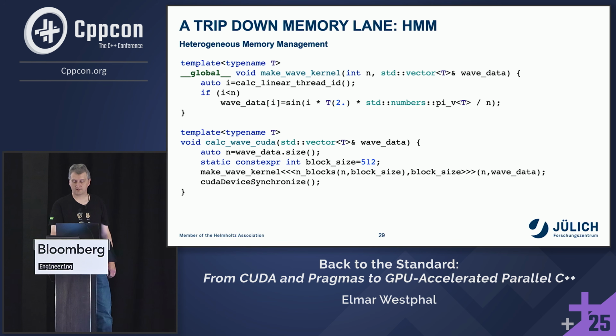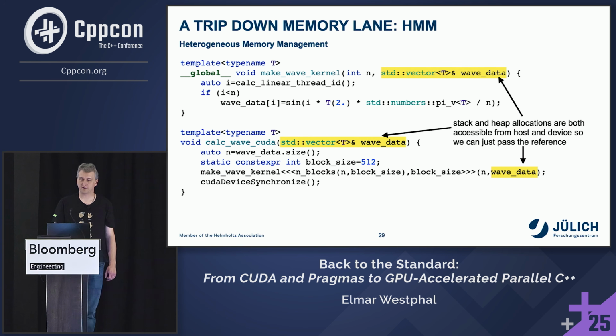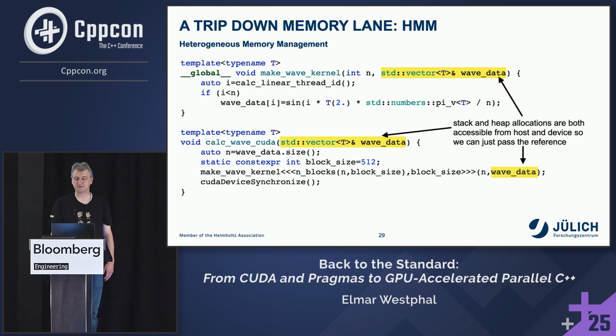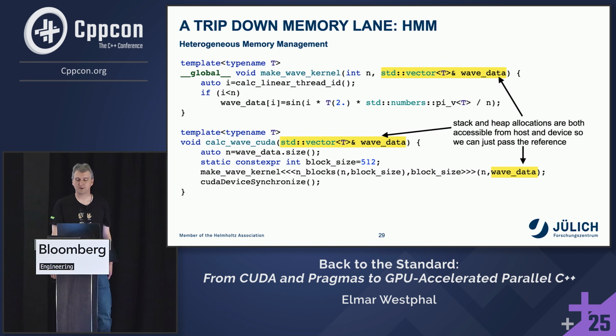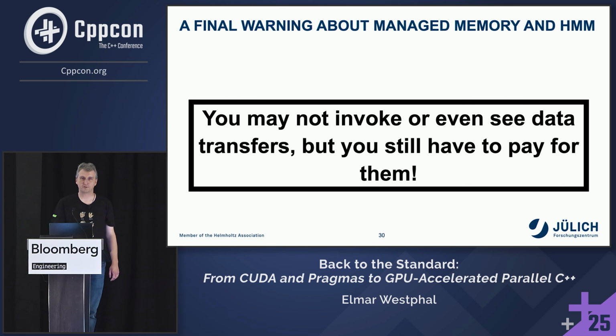So staying with our kernel example from before, we can just pass on the vector now, because even though it is on the stack memory, probably, or possibly at least, we can read it, so we do not have to make the distinction anymore, making life easier again. But even though you may not invoke the transfers yourself, they're still there, and they're still going to cost time.